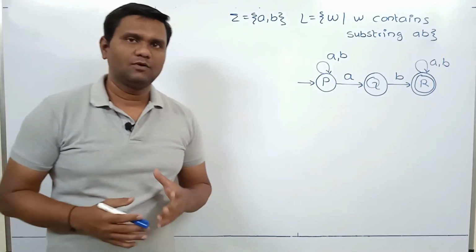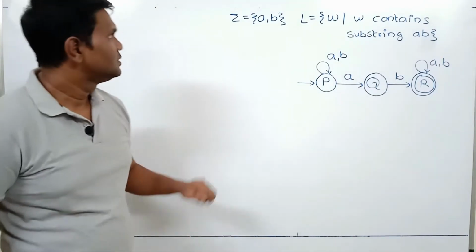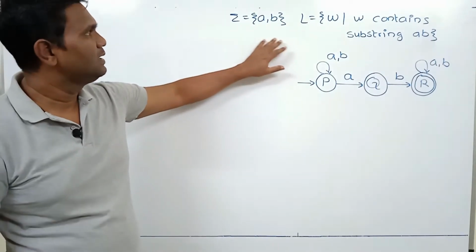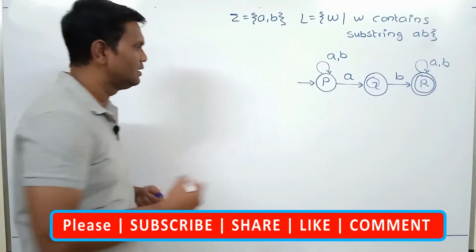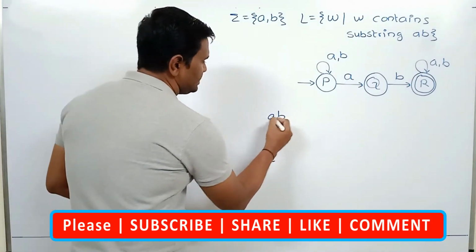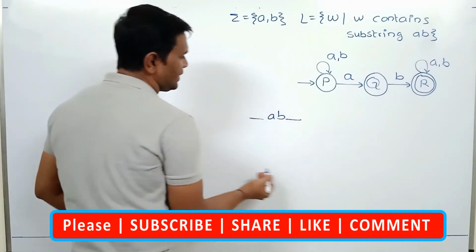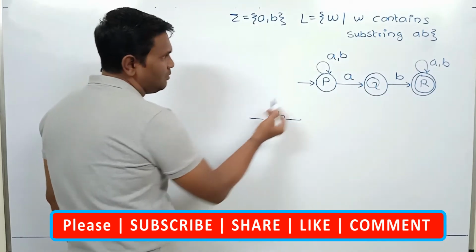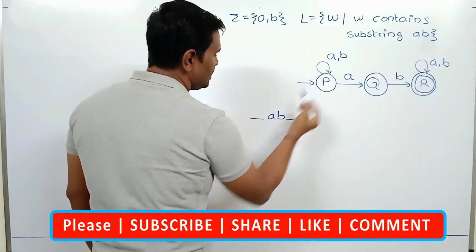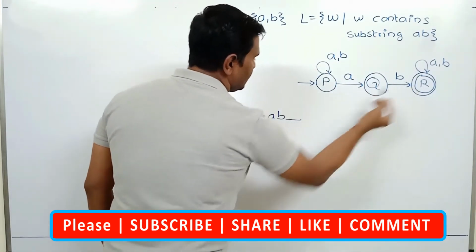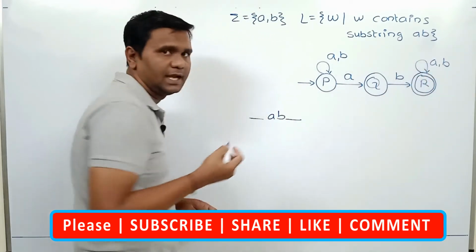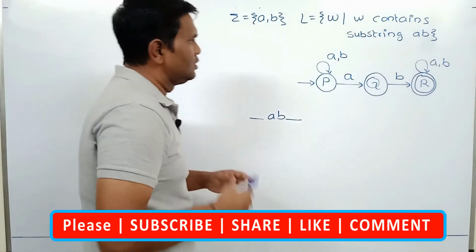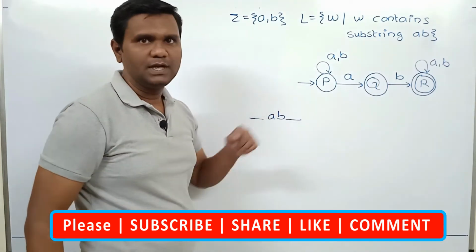Consider next example for NFA to DFA conversion. Here the alphabet contains A and B, and language L is W such that W contains substring AB. So this is the required string. Anything that is before AB is processed in this loop, then A and B, and anything that is after AB is processed in this loop. We have studied this NFA before, so we will convert this NFA to DFA.